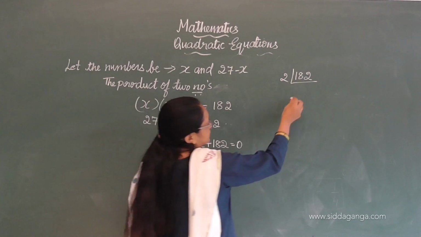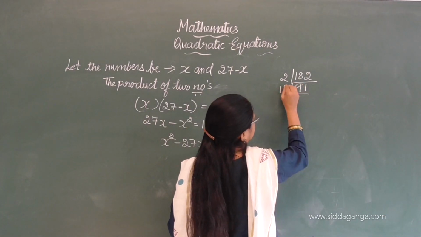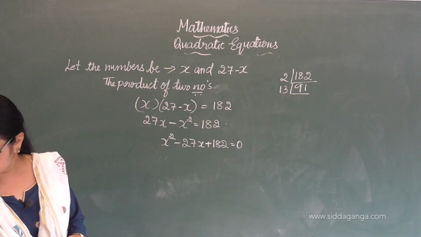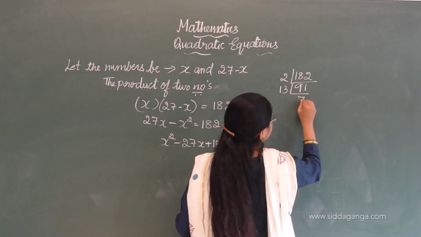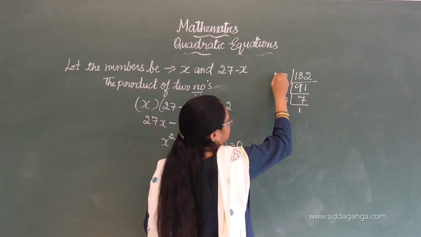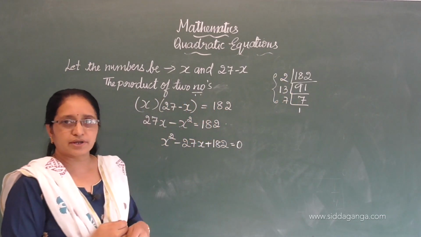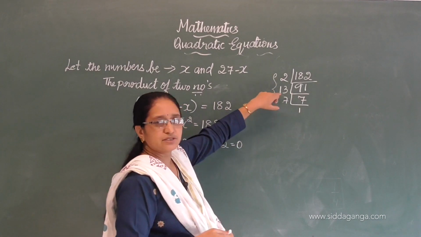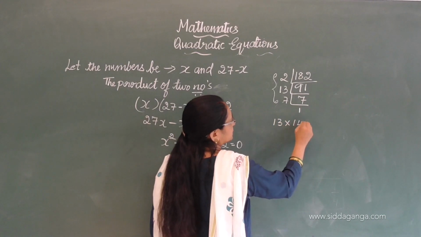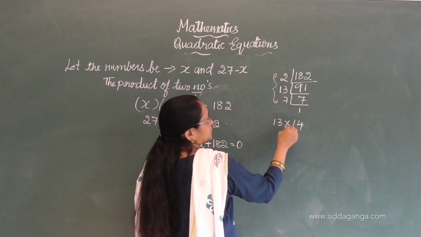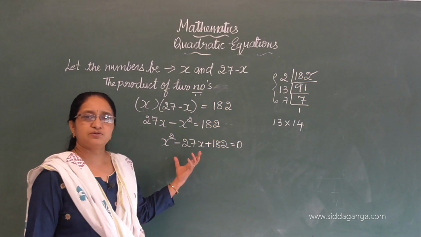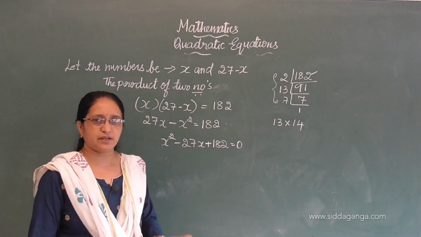Okay. 2 9s are 18, 2 1s are 2. So here 13 7s are 91, and 7 1s are 7. So here what I will do, I will just combine any two factors. See, for example, 13 into 14, see, 7 2s are 14 into 13, definitely it will give 182, correct? So I will do that method. If you are familiar with some other method also, you can do it.